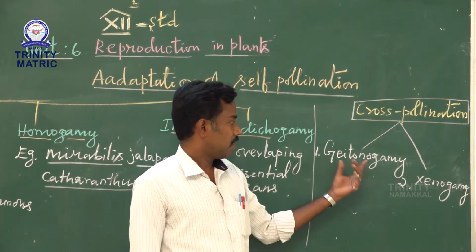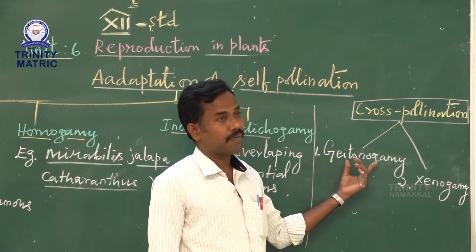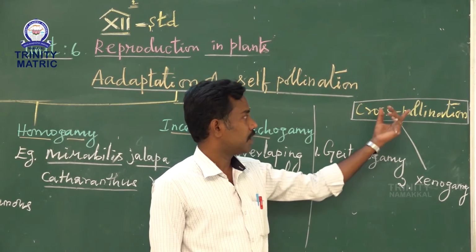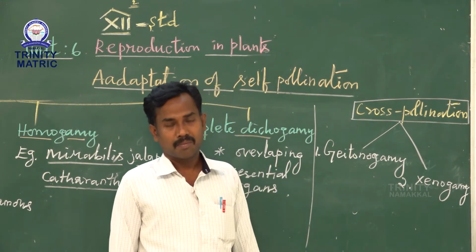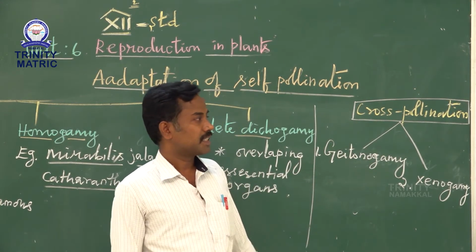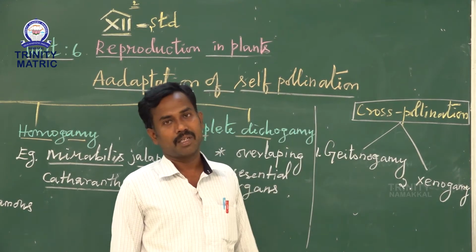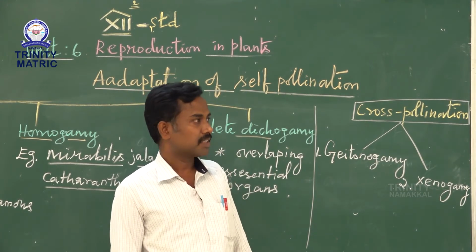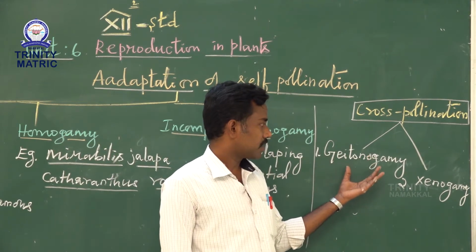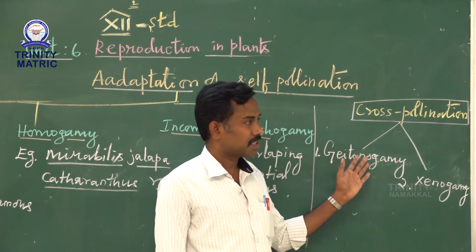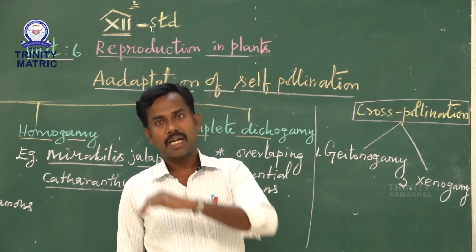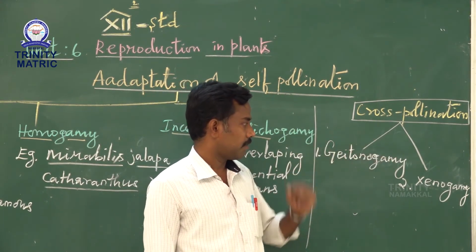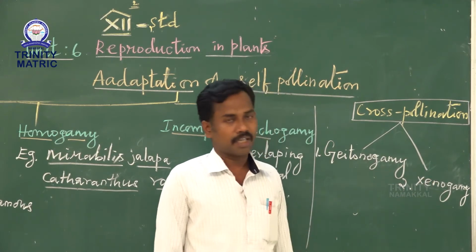Geitonogamy is functionally a cross pollination, but it is similar to autogamy. Why? Because both take place within the same tree, from one flower to another. That is geitonogamy. The second one is xenogamy.